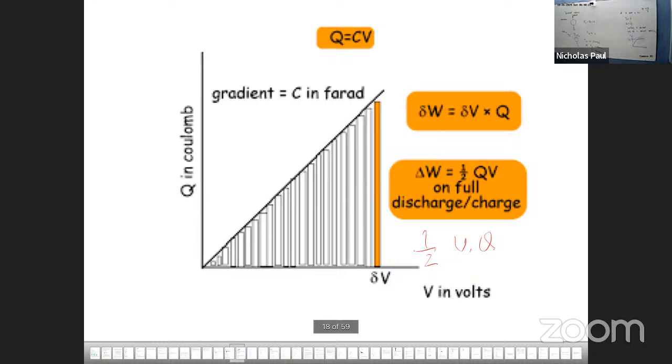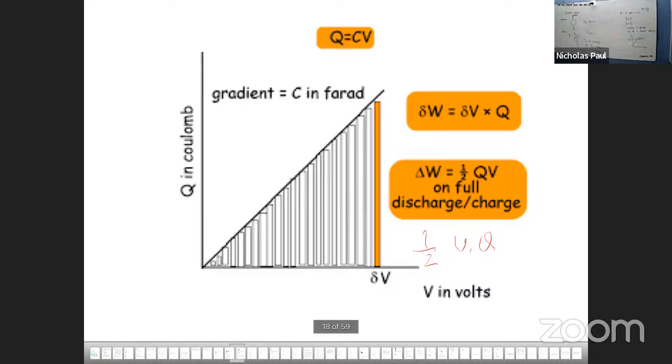So to find the energy stored in a capacitor from the graph, it is the area, so make a note of that. But the general formula will be W is equal to half QV. If you look at the graph there, you can see where the formula came from.